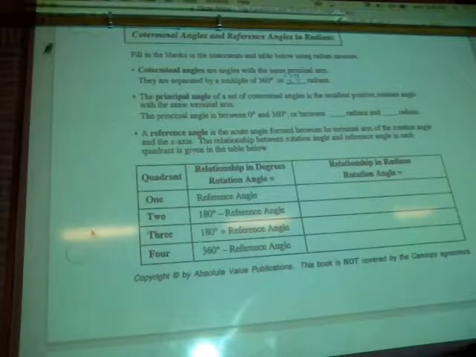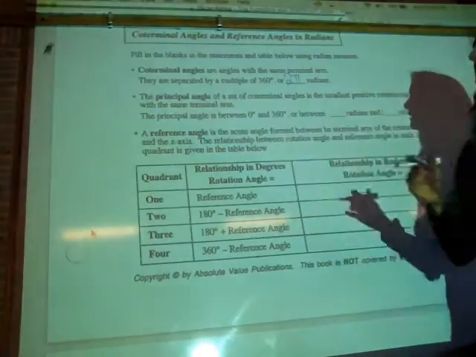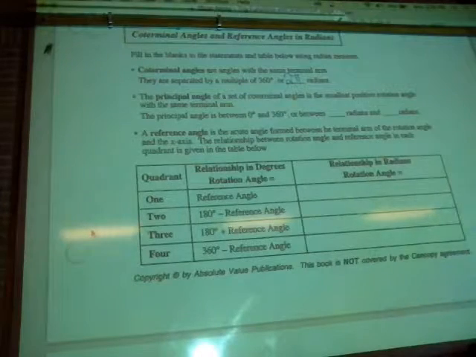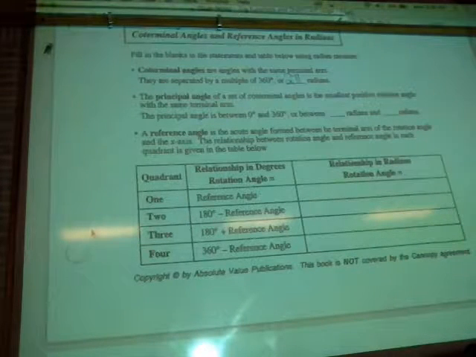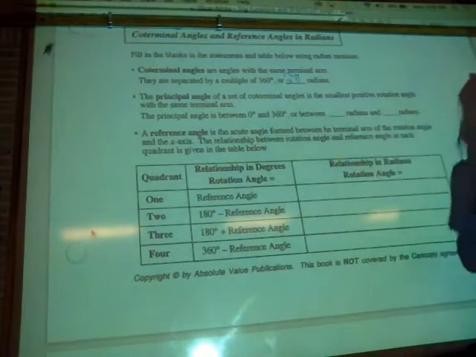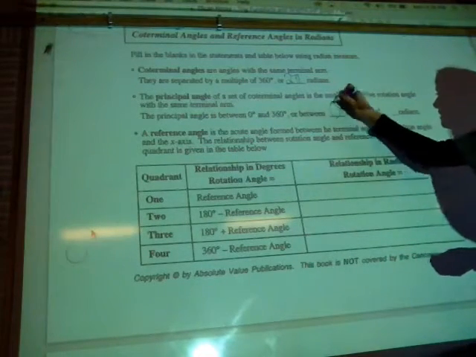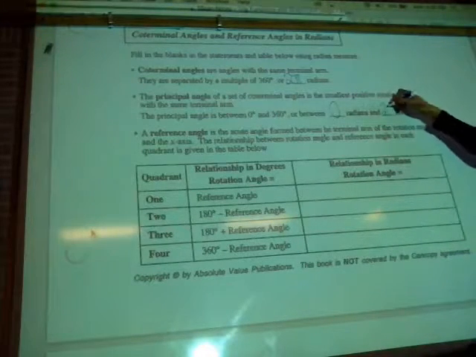Okay, now one thing we didn't review, but we did cover in lesson 1 was the concept of a principal angle. So principal angles are the smallest positive angle, and they'll always be between 0 and 360 degrees. Okay, or if we had to create a new domain here, 0 degrees in terms of radians would be 0 radians, and 360 degrees in terms of radians would be 2 pi radians.